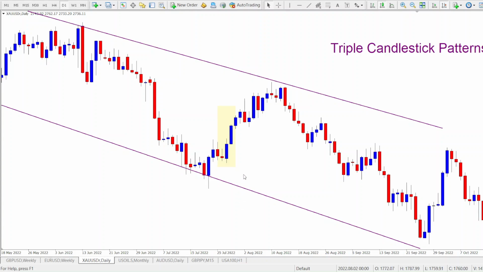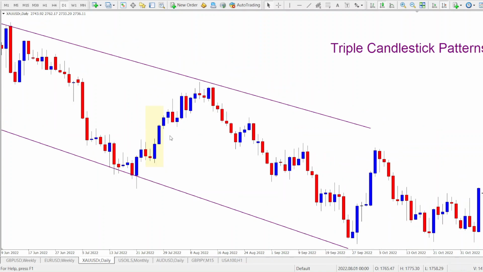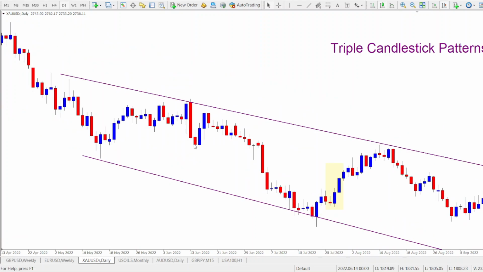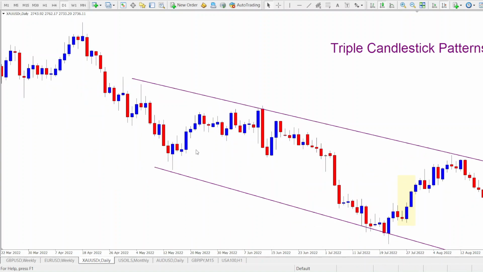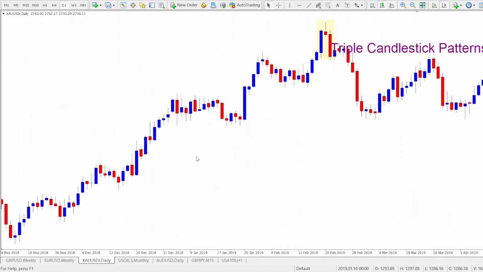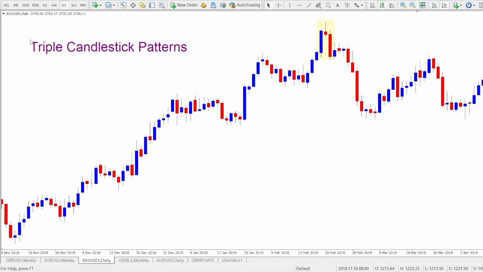Okay, so basically that is the 3 white soldiers. Sorry, I mean 3 white soldiers, not 3 white crows. That's basically it for the 3 white soldiers. So now for the 3 black crows, it's just the opposite of the 3 white soldiers. It's the bearish counterpart. Okay, you'll see this form in an uptrend, right? The 3 black crows form in an uptrend. All right, forms in an uptrend.